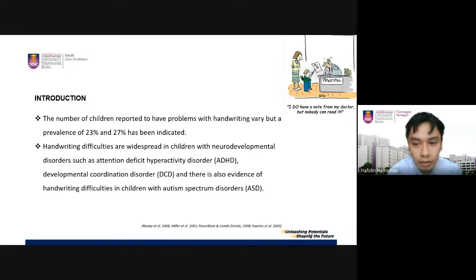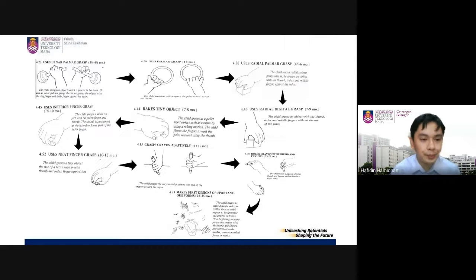Handwriting difficulties are widespread, as I said earlier, mostly in children with neurodevelopmental disorders such as ADHD, DCD or autism spectrum disorder, among the most frequently reported to have handwriting difficulties. Okay, next. If we look at this picture, can anyone tell me what this picture refers to?